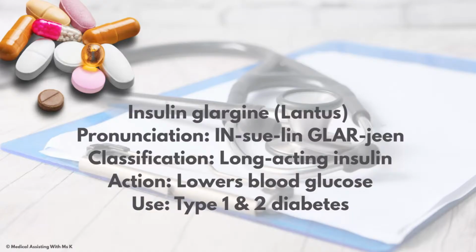I am so sorry. All right, insulin glargine, Lantus brand name. The classification is long-acting insulin. What does it do? It lowers blood glucose, used in patients with type 1 and type 2 diabetes.